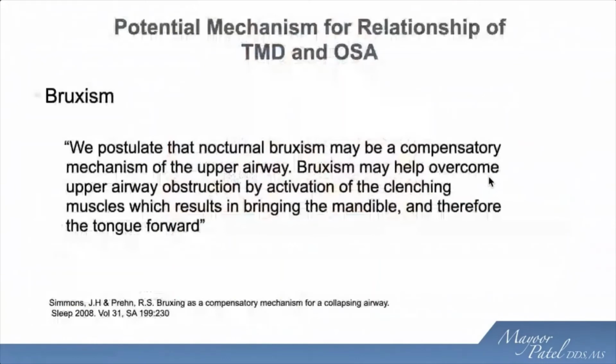But it's also been proposed that even though we look at bruxism from a negative standpoint, that it's bad for an individual, can it possibly be that it's actually a good thing for the individual? And if I may read this out, Simmons and Fern postulate that nocturnal bruxism may be a compensatory mechanism of the upper airway. Bruxism may help overcome upper airway obstruction by activation of the clenching muscles, which results in bringing the mandible, and therefore the tongue, forward.